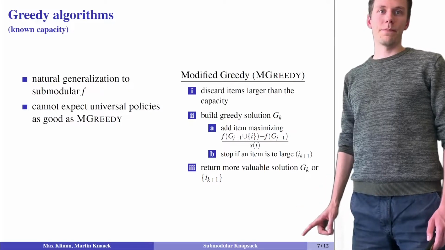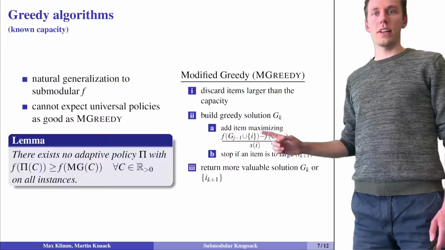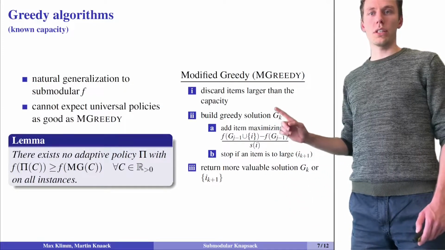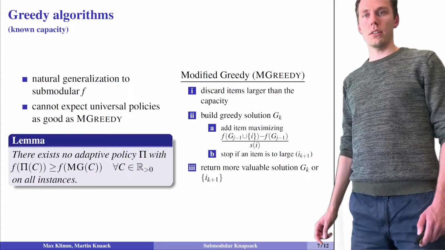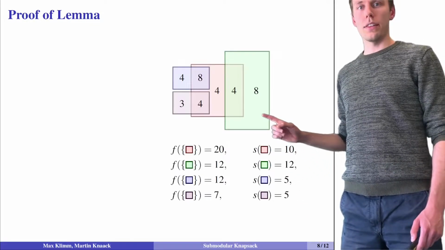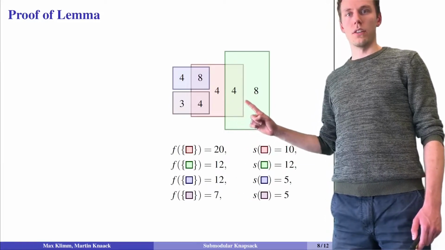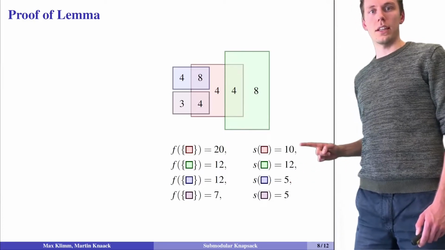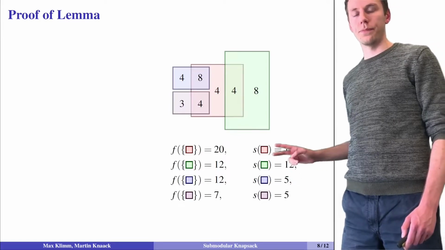But there is another negative result here, that is that we also cannot find adaptive policies that are better than the modified greedy algorithm for all capacities on all instances. And I will show you why in a small example, and this is the example from the first slide again. The values were given by the numbers inside of the items, and the sizes are also added here. The red item has size 10, the green item size 12, and the blue and violet item size 5.